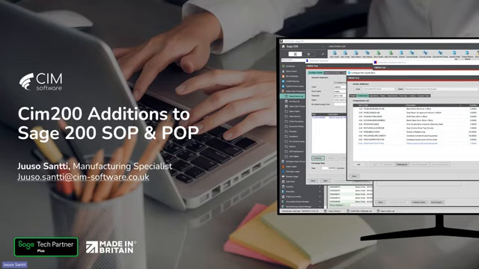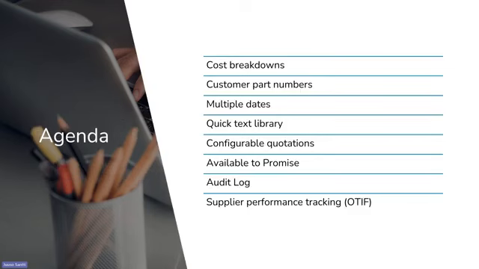Today, I will talk about what CIM200 brings to the sales and purchase order processing in addition to standard Sage 200 functionality. Some of the functionality that we are bringing onto the table are on the screen, and I will talk about those today and give you a brief run through of most of them, so you get a bit of a flavor how they look like, what they can do.